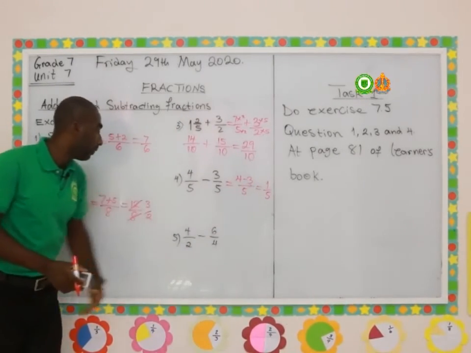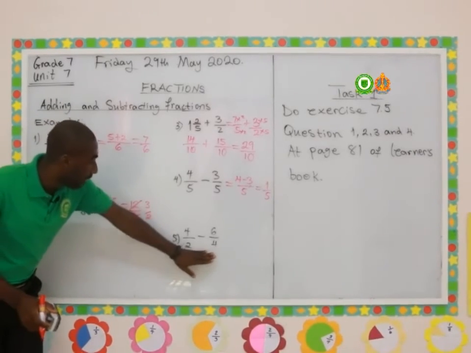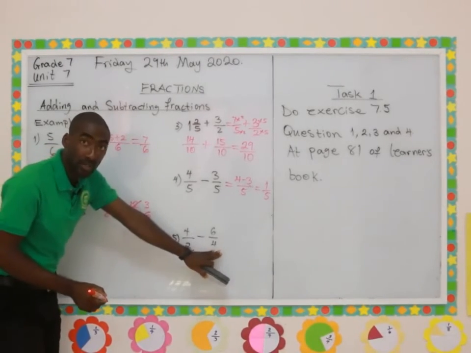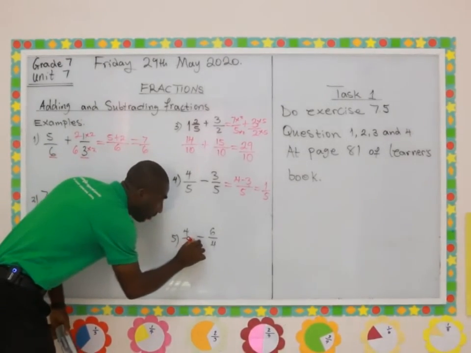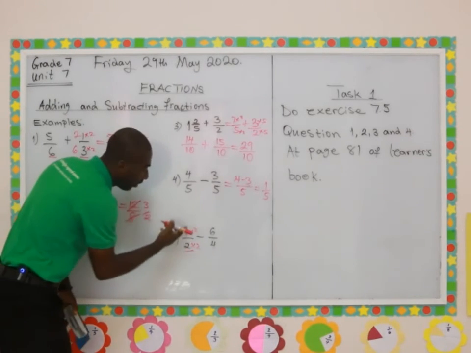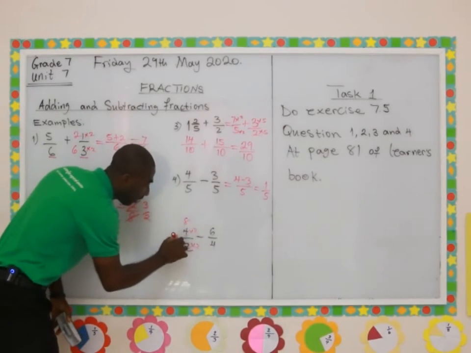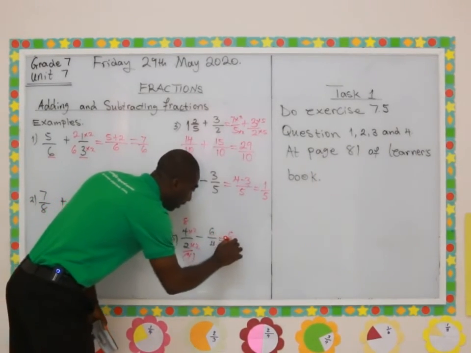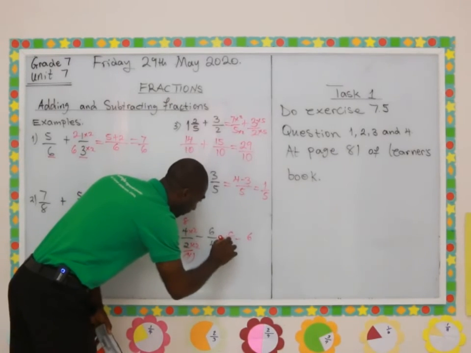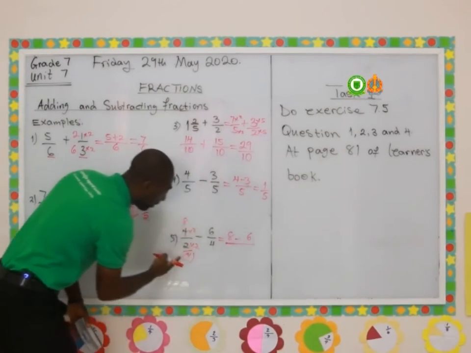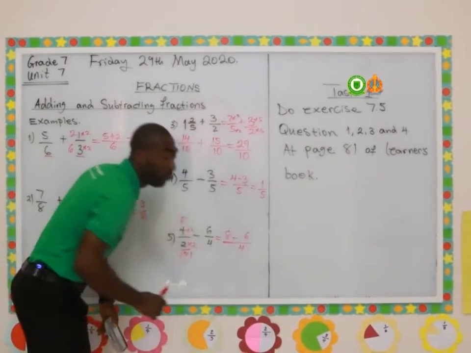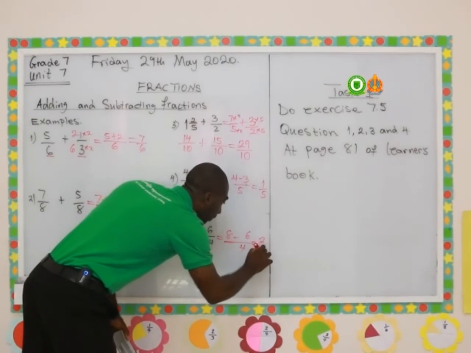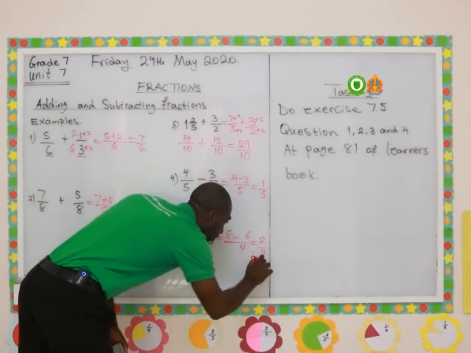Okay, so over here we have 2 and 4. We have to change our 2 to be the same as 4. So we multiply here by 2 and we multiply here by 2. We'll get 8 here and then we'll get 4 here. So our new equation is going to be 8 minus 6, all over 4. So this will be equal to 2 over 4, and this is equal to 1 over 2.